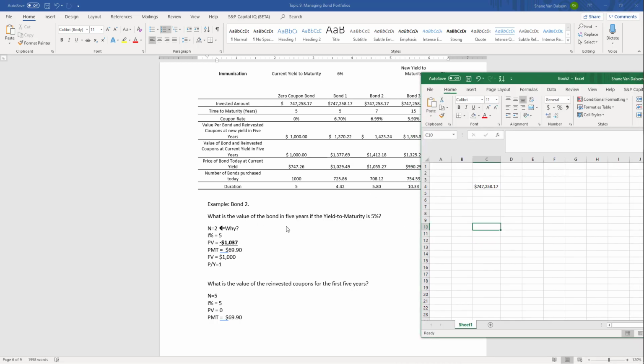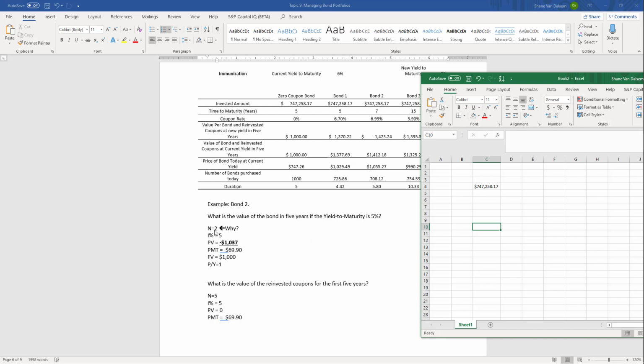So what is the value of the bond in 5 years? The example we're going to work here is bond 2. Bond 2 has a time to maturity of 7 years and a duration of 5.80. And I show you in that video how to calculate that in Excel. It's just an Excel function called duration, and it calculates it for you. So the first question with bond 2 is, what is the value of the bond in 5 years if the yield to maturity is 5%?